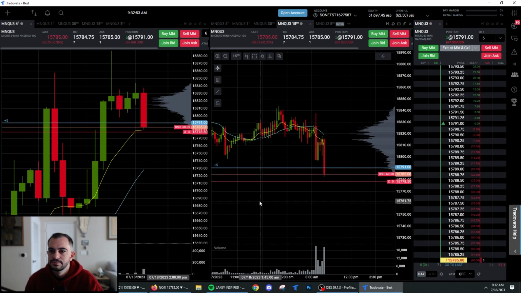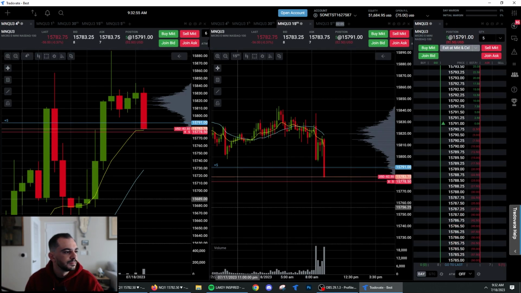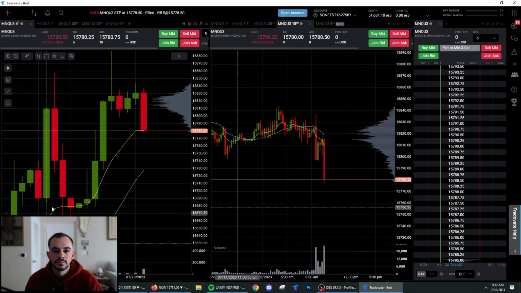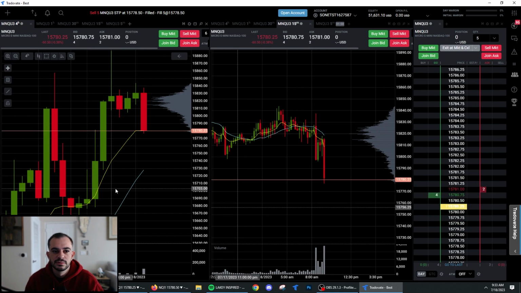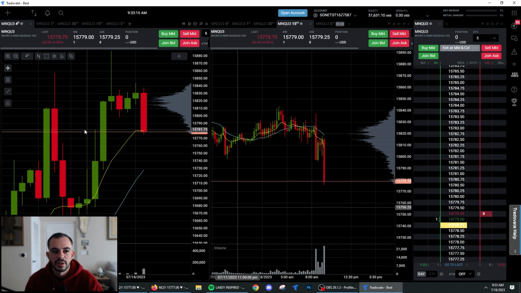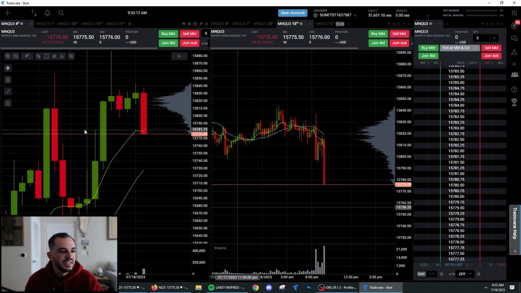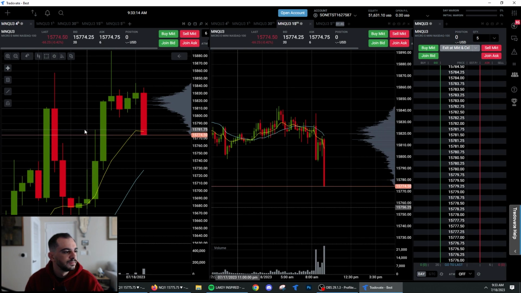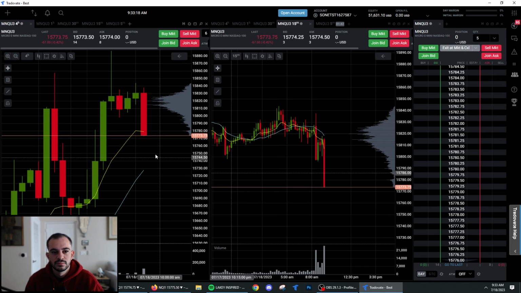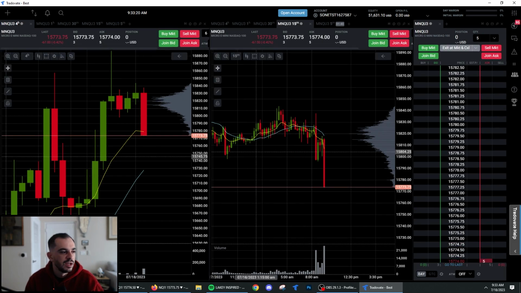Trying to hold. There it is. Yeah, breaking through the 9. We're breaking through that 4-hour PCH. Wasn't able to hold that, so no problem stopping out on that trade.